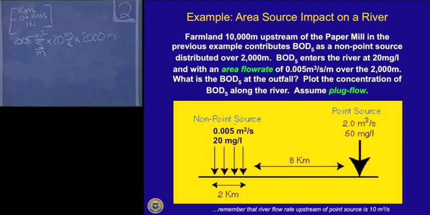Right? Times 1,000 liters is a cubic meter. All right, that's how much mass has come into the system, right? Mass per time from that source. And it's the only inflow. So we assume upstream of the distributed source that there is no BOD. It's clean.